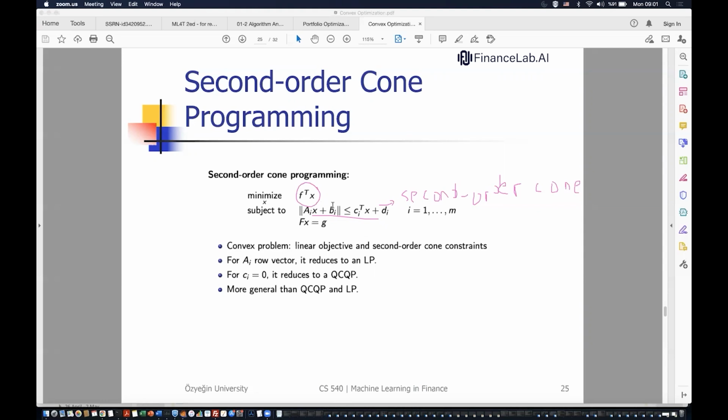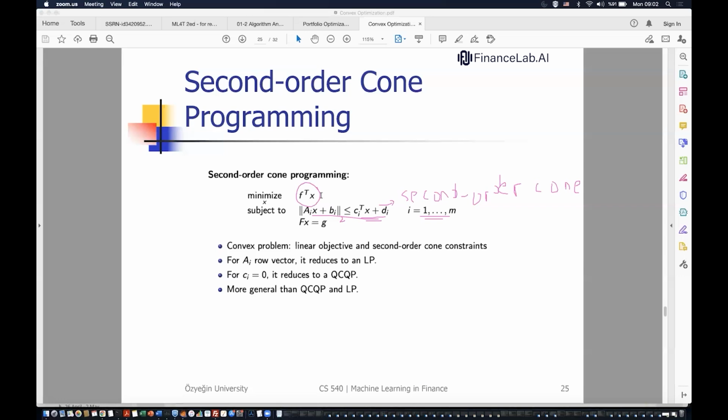So in this case, we have the norm of the affine function Ai times x plus bi, and assume that this is the second norm. It should be smaller or equal than another affine function, ci transpose times x plus di. All inequality constraints should be in this second order cone form. And then we have Fx equals g, which is the equality constraint.